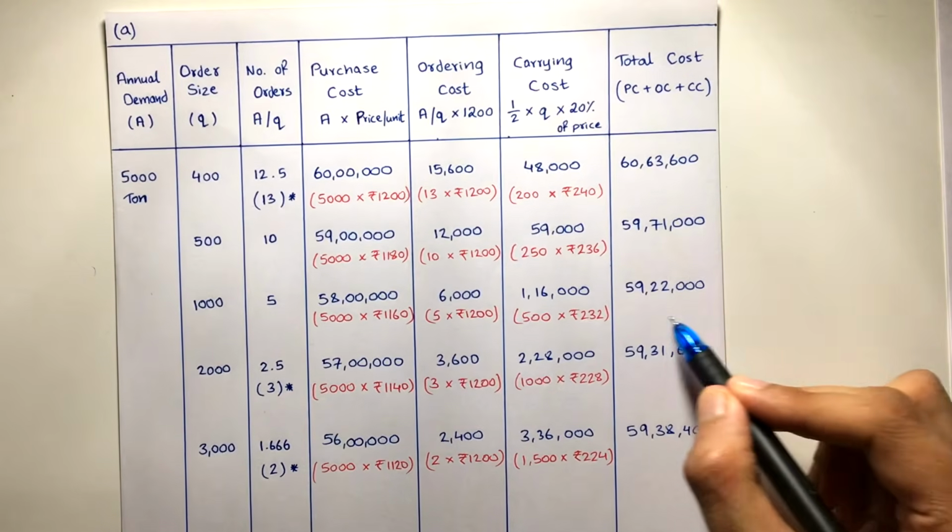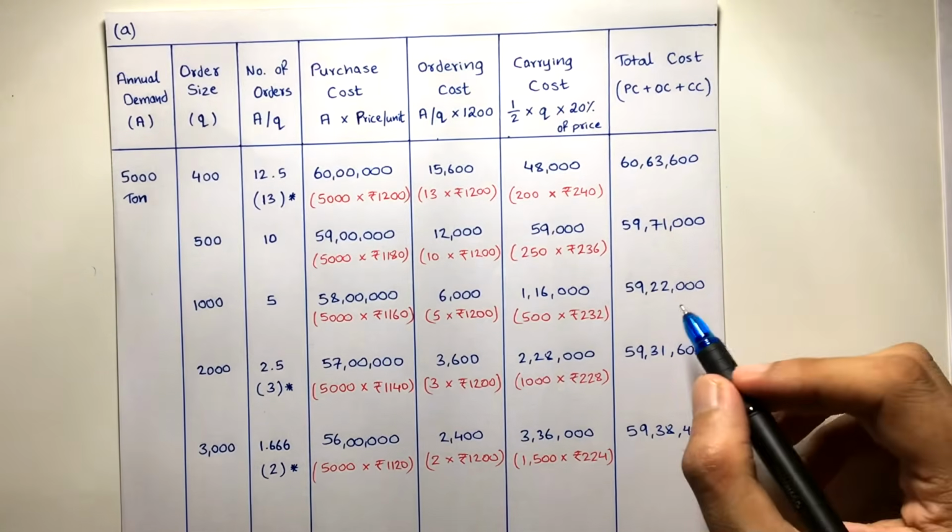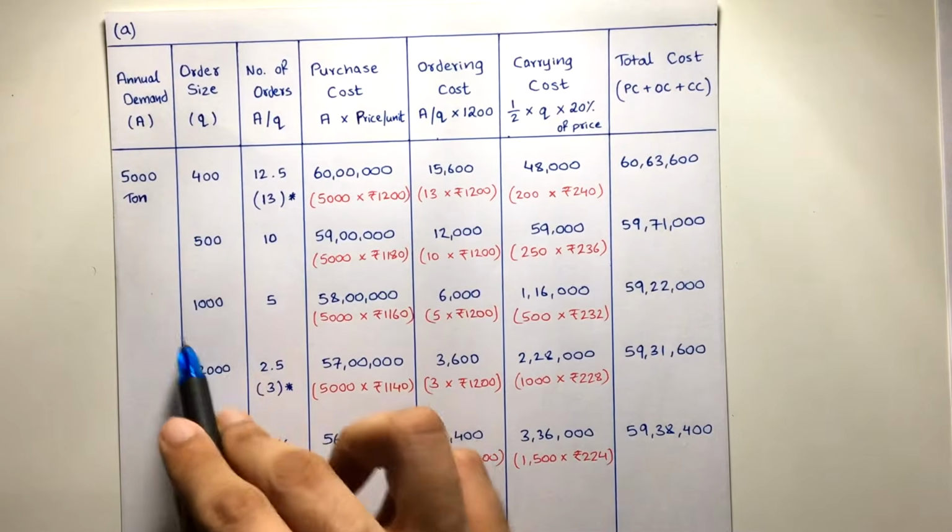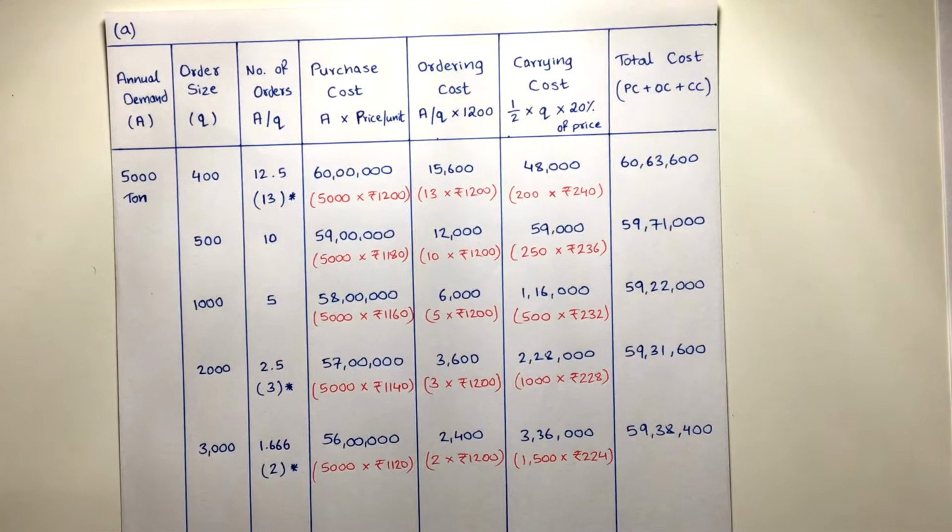Yes. So this will be the lowest. So the best quantity to order is which one? 1,000 quantity. Okay. Is it clear?